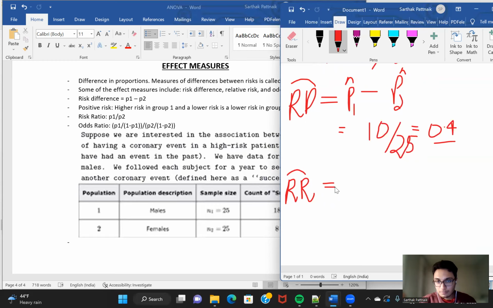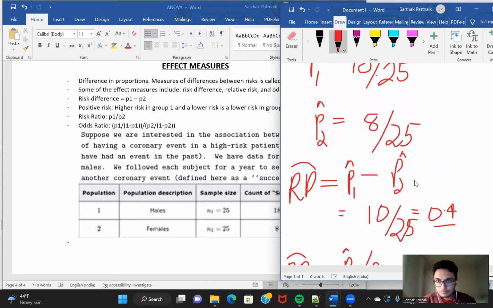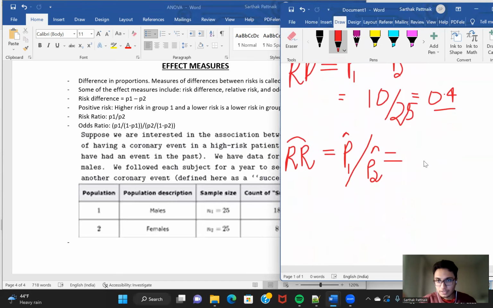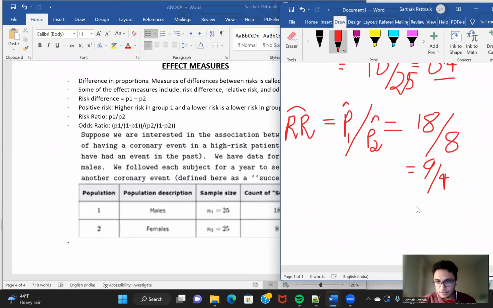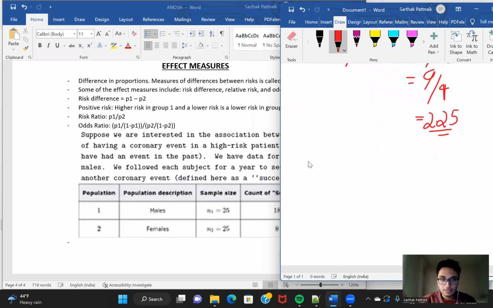Risk ratio, considering P2 as my reference group, will come out to be 18 by 8. This is going to be 9 by 4, which is 2.25. So the risk of the event happening in population 1 is 2.25 times higher than in population 2. This is what risk ratio tells me.